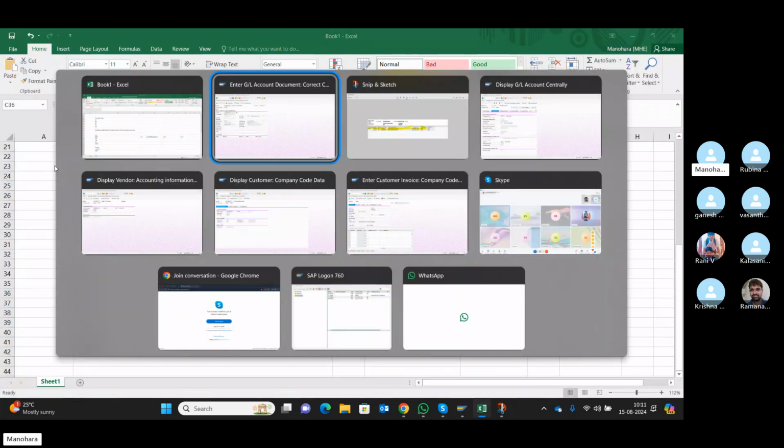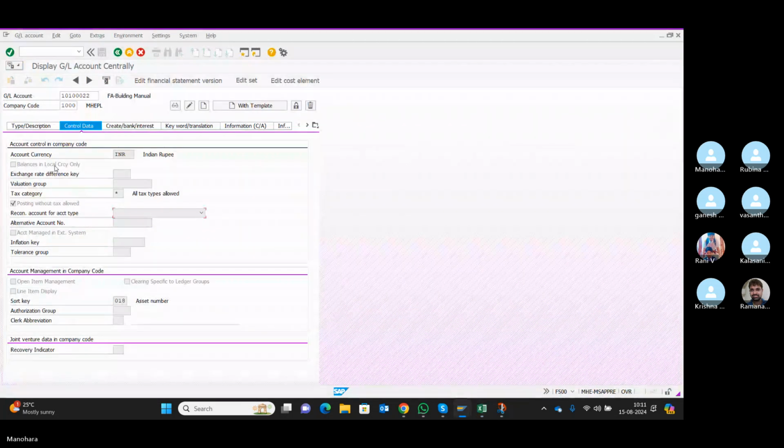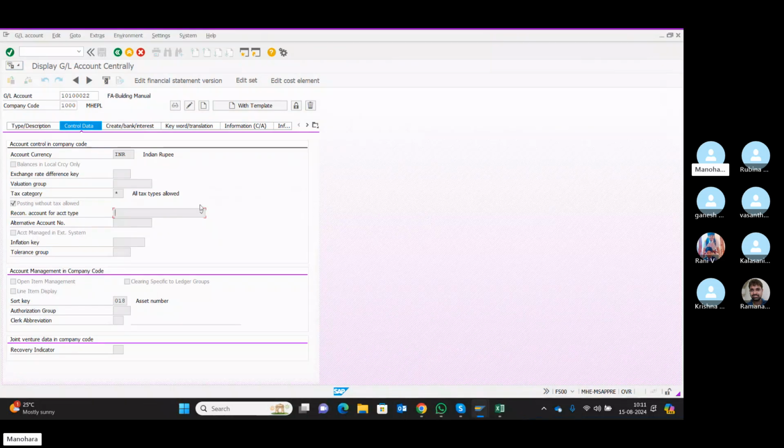Lavina, is there any doubt? Yes, I got it. Understanding, right? Once you post a document and check it, you will understand clearly. Once again.